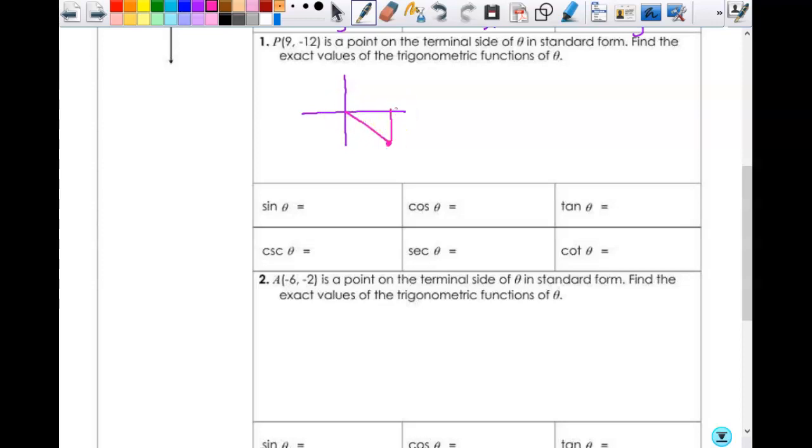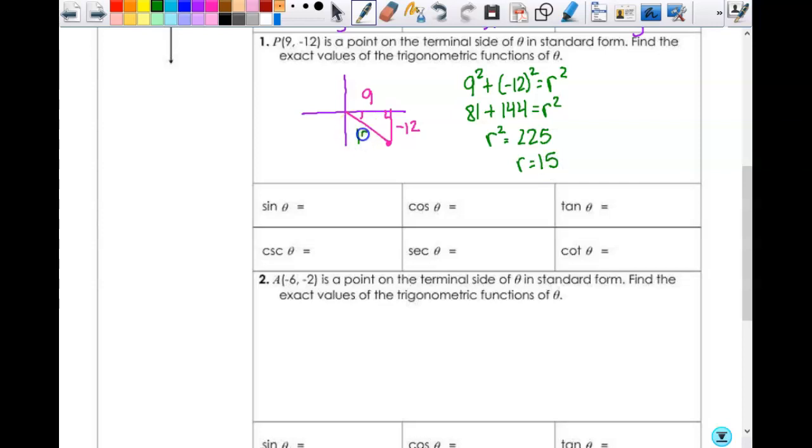Okay. Since the point is at (9, negative 12), this is 9, this is negative 12. And then I need to find the radius. Well, how do I find that? Pythagorean theorem, yeah. So 9 squared plus negative 12 squared equals r squared. So it's going to be 81 plus 144 equals r squared. So what's 81 plus 144? 225. Which means that r is equal to 15.